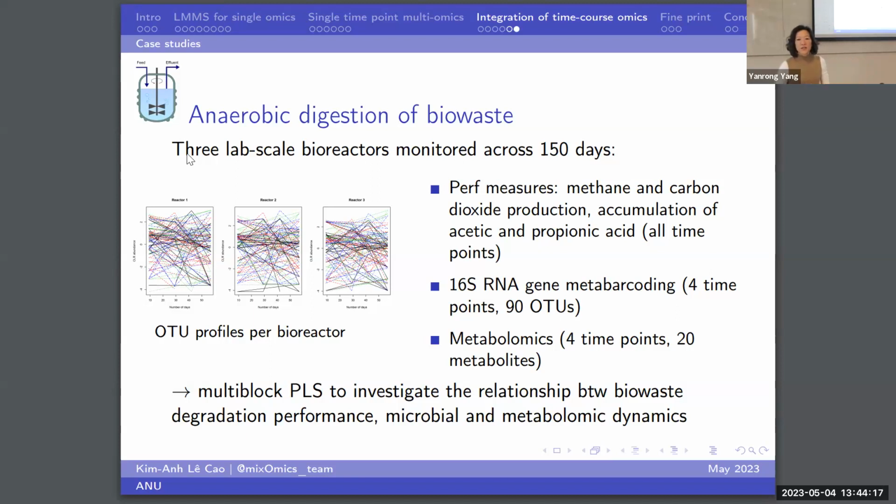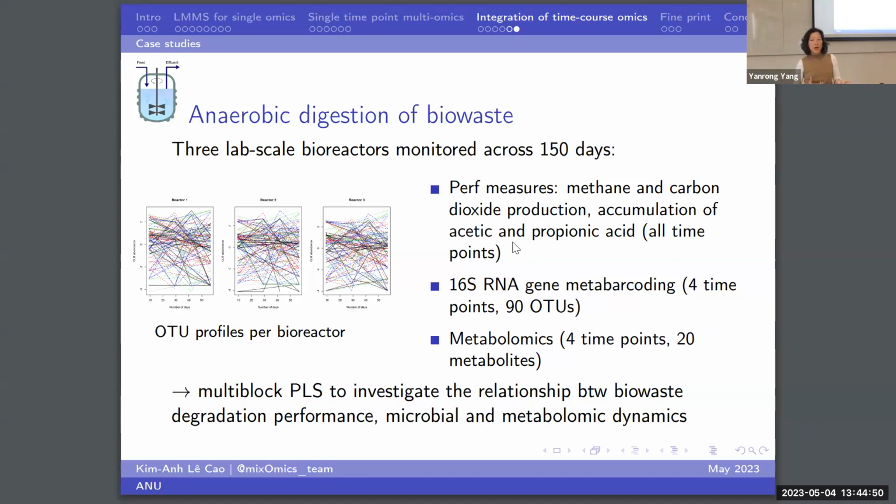And so he has 3 little bioreactors that he looked at across 150 days. So when I work with him, I have to tell him 2 years in advance: do you have any experiment that's coming up in the next few years so that I can have a time course experiment there? And what I like is that everything's very controlled. You can control the pH, the temperature. There are things that are highly controllable. And so he would measure performance measures of the bioreactor, such as how much methane is actually coming out, and the production of carbon dioxide and so on.